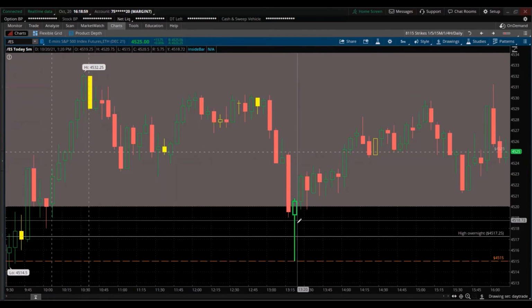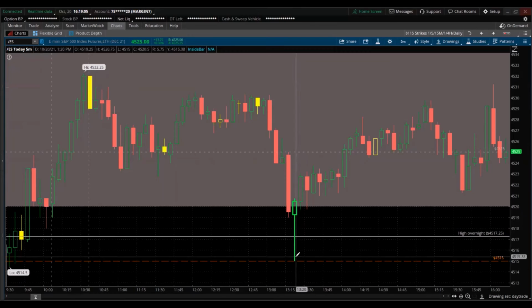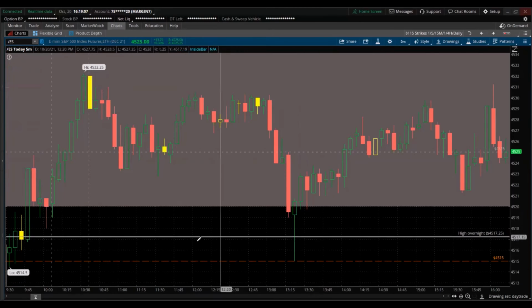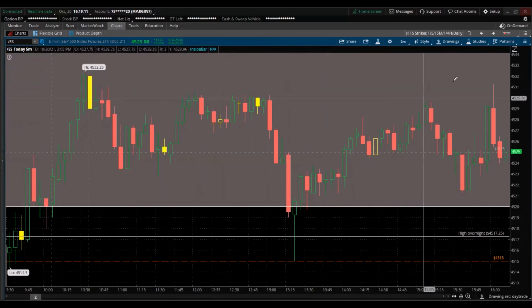And look at this, another opportunity to re-enter if I was trading, bullish pin bar. Interesting. Right there it went to this gray area, which happened to be the overnight high, that gray horizontal line.